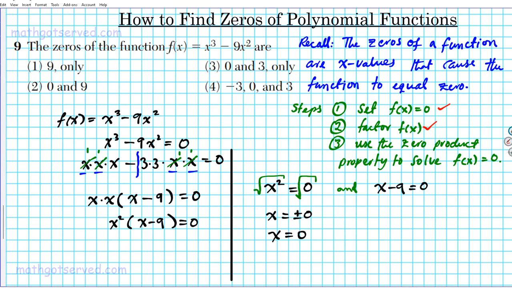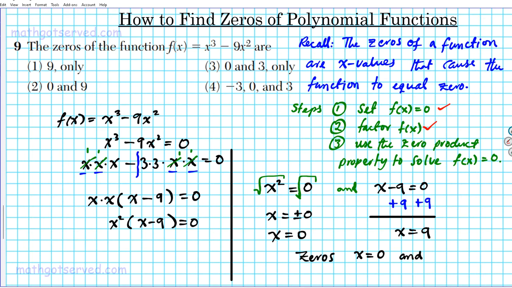And then x minus 9 equals 0. This one is straightforward. Just simply add 9 to both sides of your equation. And then x equals 9 is the answer. So those are the two zeros for the function. So the zeros are x equals 0 and x equals 9.